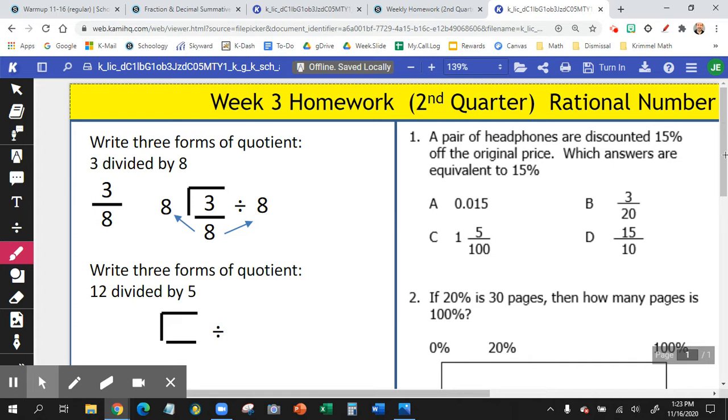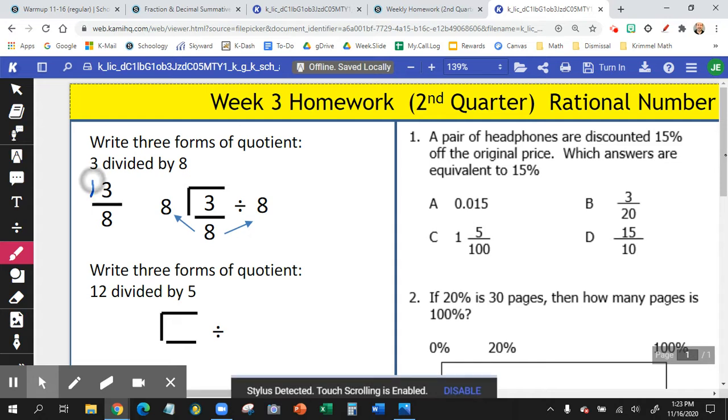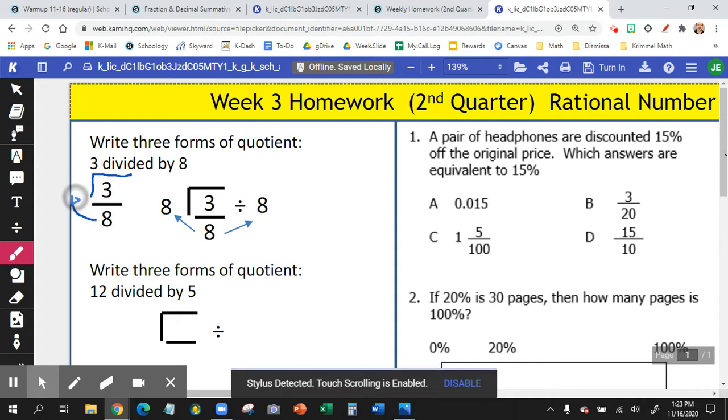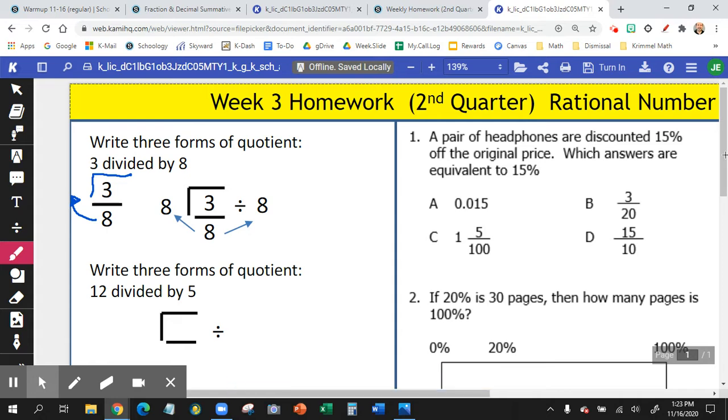So when we have the fraction 3/8, where 3 is divided by 8, we could write it another way and still come up with the same answer. So 3 is going to go inside the division symbol, and then 8 is going to go outside for long division. And so we could write this as 3 is divided by 8. And then we could also move 8 over here to the right side, and we can write the expression as 3 divided by 8. So that's one form of division.